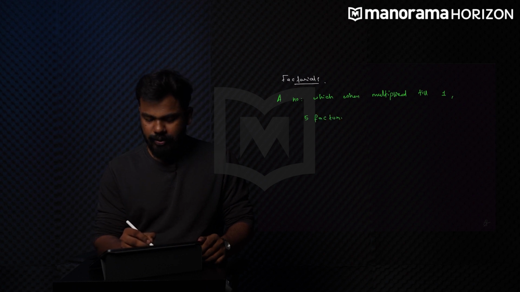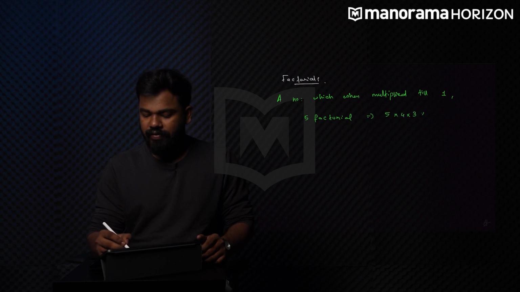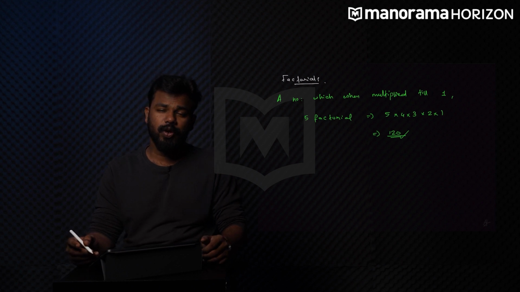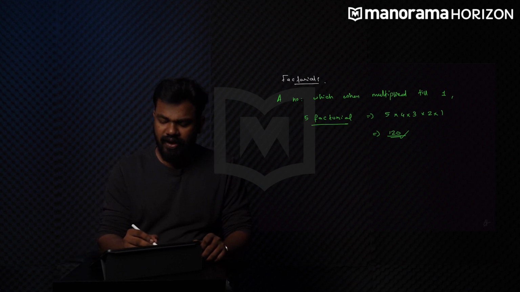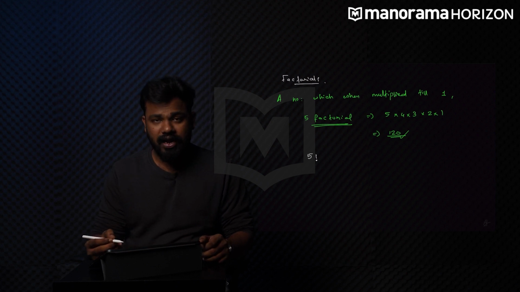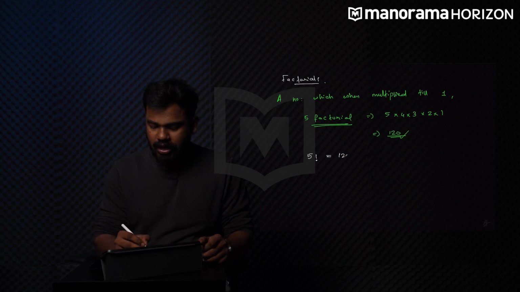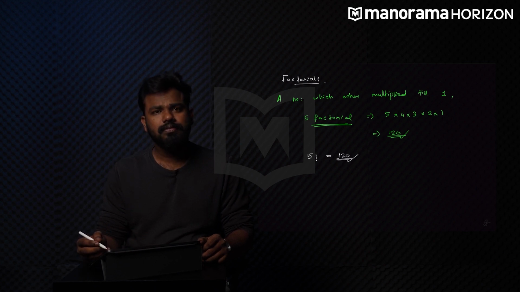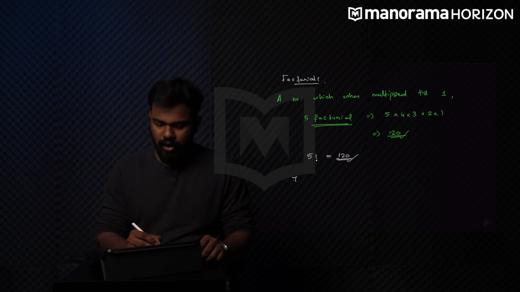I'll show the depiction later. And if I write 5 factorial, it means I need to multiply 5 till 1. So 5 into 4 into 3 into 2 into 1, and that is nothing but 120. So this is 5 factorial. And to represent this 5 factorial, we use what? An exclamation mark. So 5, and after that put an exclamation mark, and 5 factorial is nothing but 120. Understood?